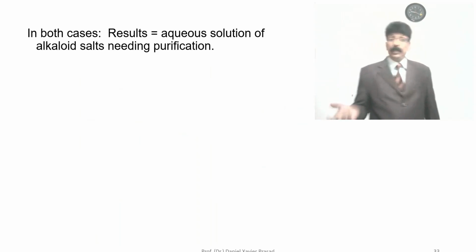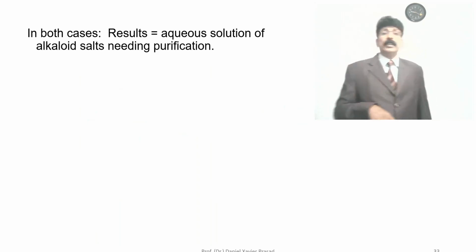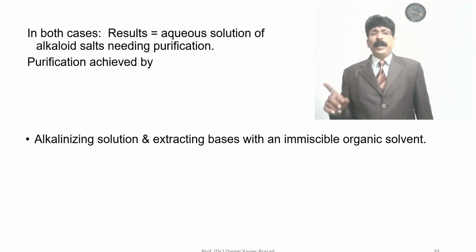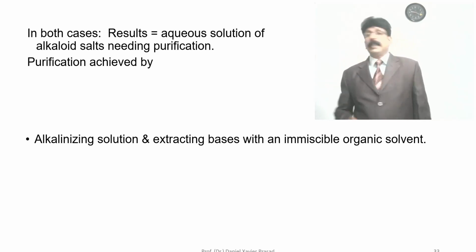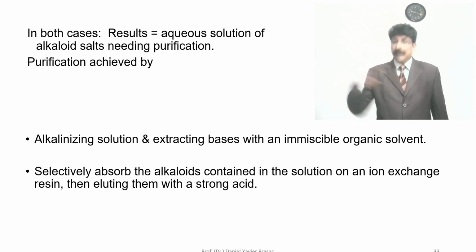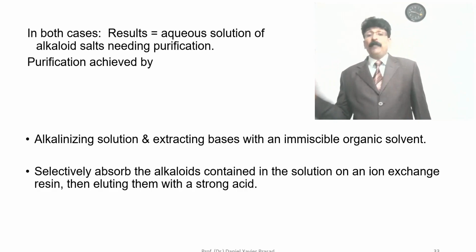In both cases, the results are aqueous solutions, and the alkaloid salt needs purification. So purification is achieved by alkalizing the solution, extracting the bases with an immiscible organic solvent, and it can be removed by separating funnel or centrifuging, and absorb the alkaloid contents in it.